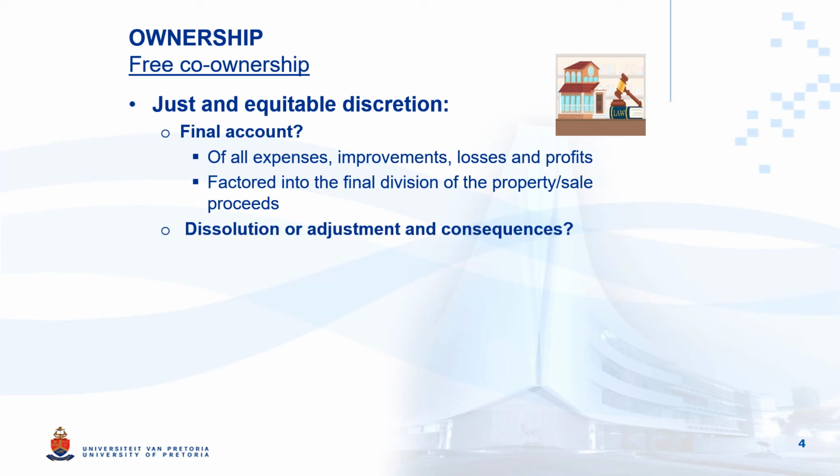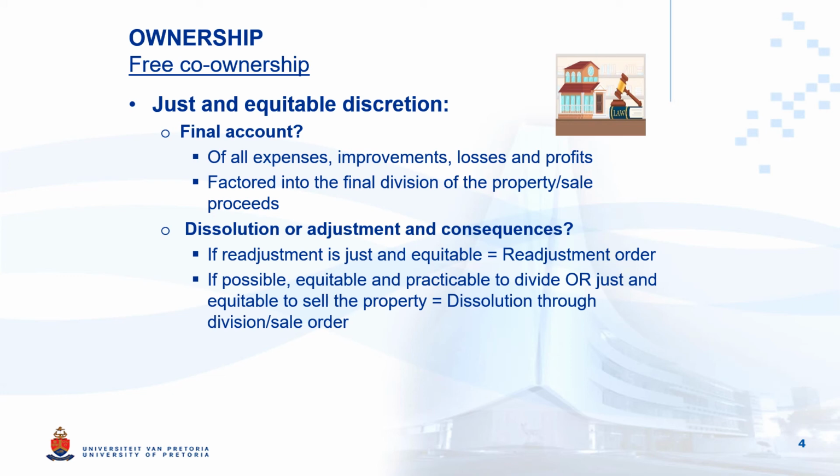Remember, we said initially that there are really three things that an order in terms of the Partition Act can include. We have now got to the third one, which concerns the dissolution or adjustment and its consequences. If readjustment was found to be just and equitable, the court will then make a readjustment order. If it was possible, equitable, and practicable to divide, or if it was just and equitable to sell the property, dissolution or termination will take place through a division or sale order.